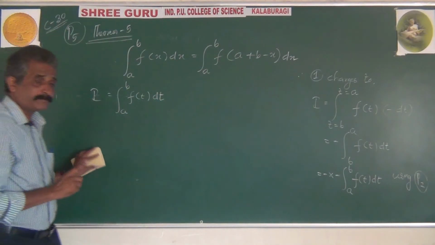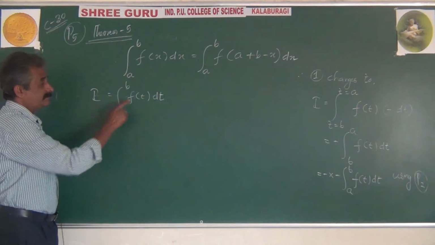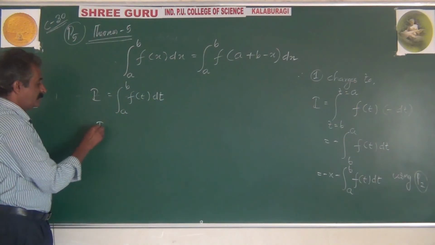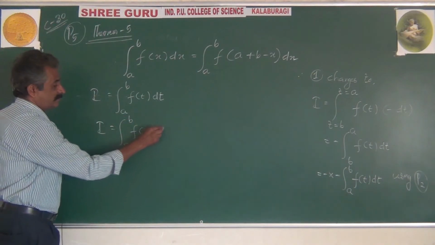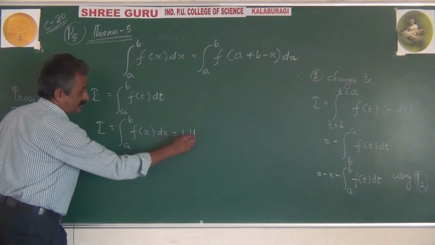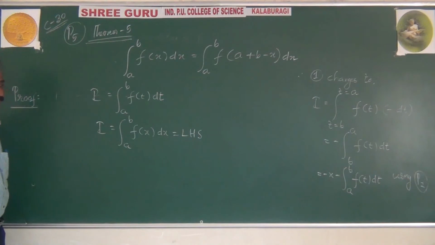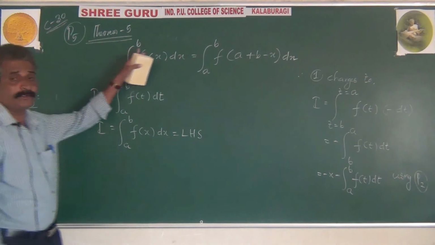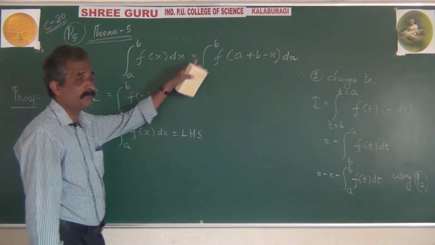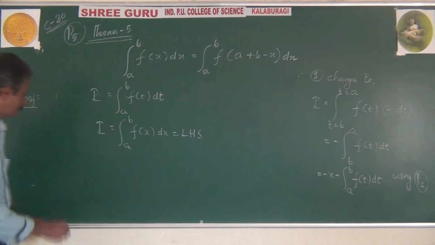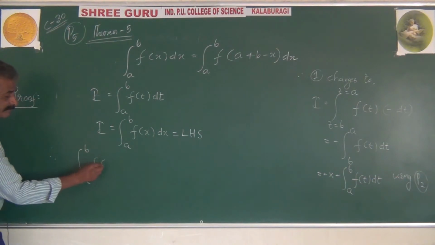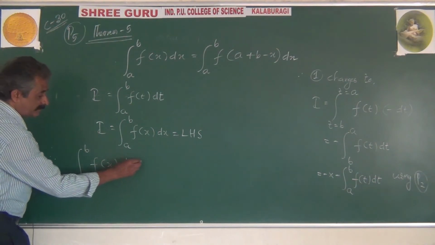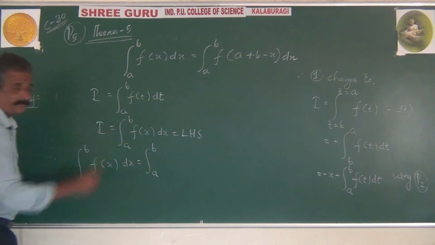Let's apply first property. By first property we can change t variable to x variable, that is I equal to integration a to b f of x dx. That is exactly equal to left hand side. But you write lastly what actually you proved. You proved that integration a to b f of x dx equal to integration a to b f of a plus b minus x.